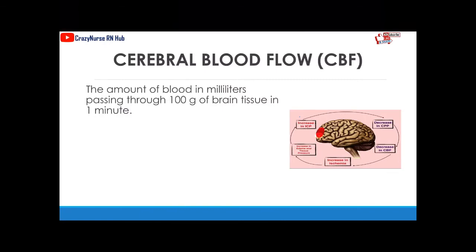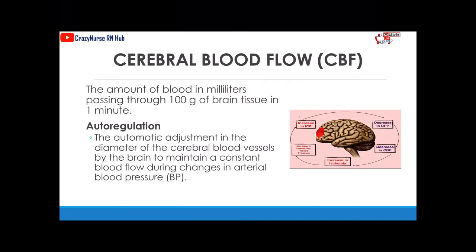The brain has the ability to regulate its own blood flow in response to its metabolic needs despite wide fluctuation in systemic arterial pressure. Autoregulation is the automatic adjustment in the diameter of the cerebral blood vessel by the brain to maintain a constant blood flow during changes in arterial blood pressure. The purpose of autoregulation is to ensure a consistent CBF to provide for the metabolic needs of brain tissue and to maintain cerebral perfusion pressure within normal limits.